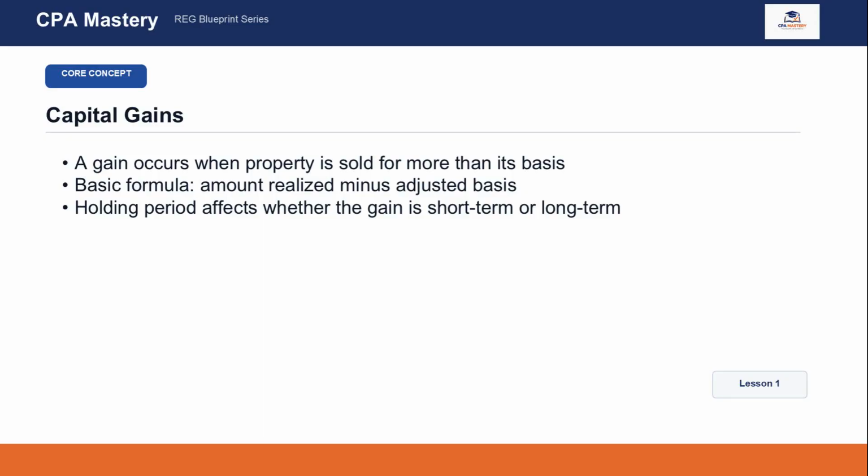Students sometimes get overwhelmed by all the capital gain terminology, but for an introductory lesson, keep it simple. First identify the sale, then compare the sales price, or amount realized, to basis. If the sale price is higher, there is a gain. After that, the holding period determines whether the gain is short-term or long-term.